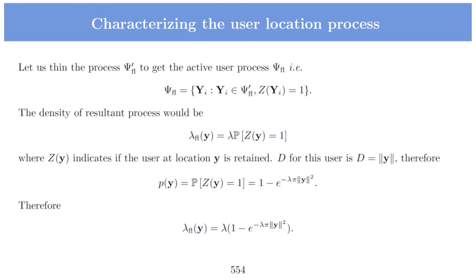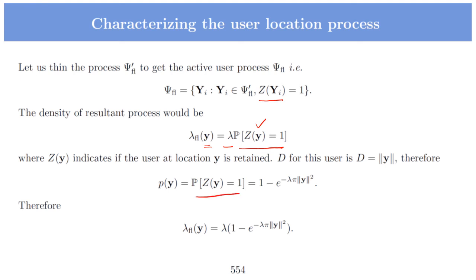So what will be the resultant density if you thin a process with some z, keeping only those z which are 1? Then the density will be equal to the original density multiplied by the probability that z is 1. And z depends on the location y, so the resultant density will also depend on y. So what is this p(y)? That is the probability that z(y) is equal to 1, which we have already computed.